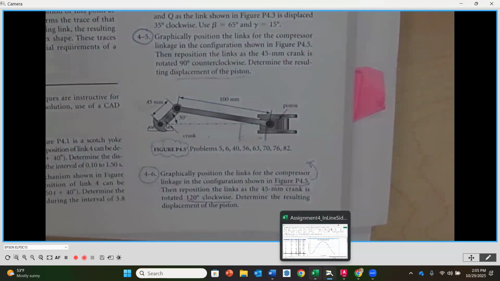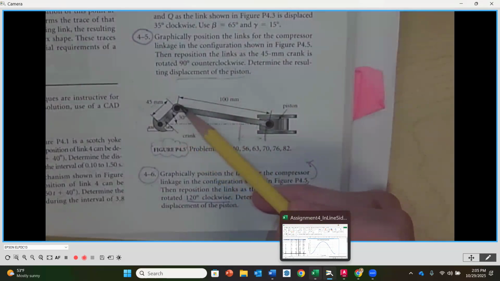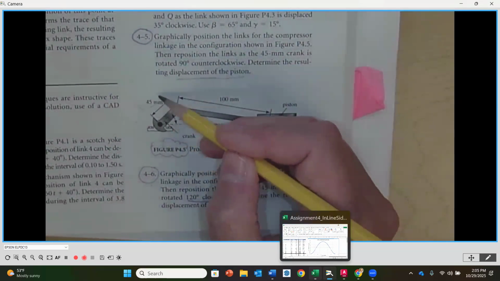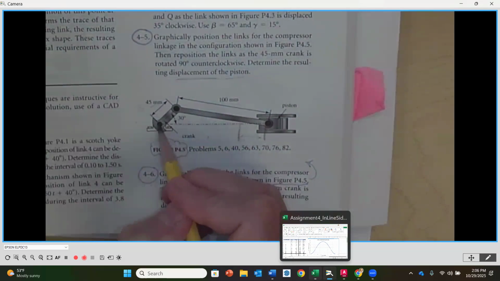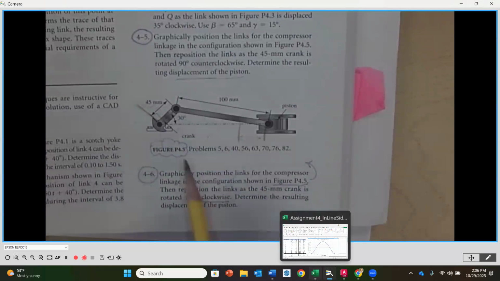So you're going to draw this in its starting position, but it's the same diagram for both 4-5 and 4-6. For 4-5, you are going to move from the original position here at 30 degrees. You're going to move the crank 90 degrees counterclockwise. You are not going to show it going straight up and down. Don't show it going to 90 degrees. You're going to go 90 degrees from where it's at. So that crank is going to be over here, making a 90-degree angle to what is 30 right now. Does that make sense? Okay. So you're going in that direction. Then you're going to dimension the displacement of the piston to its new position.